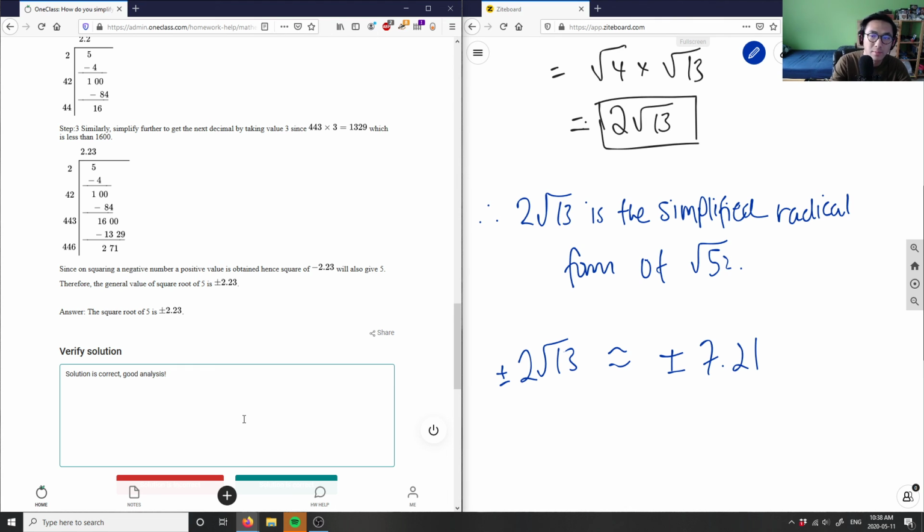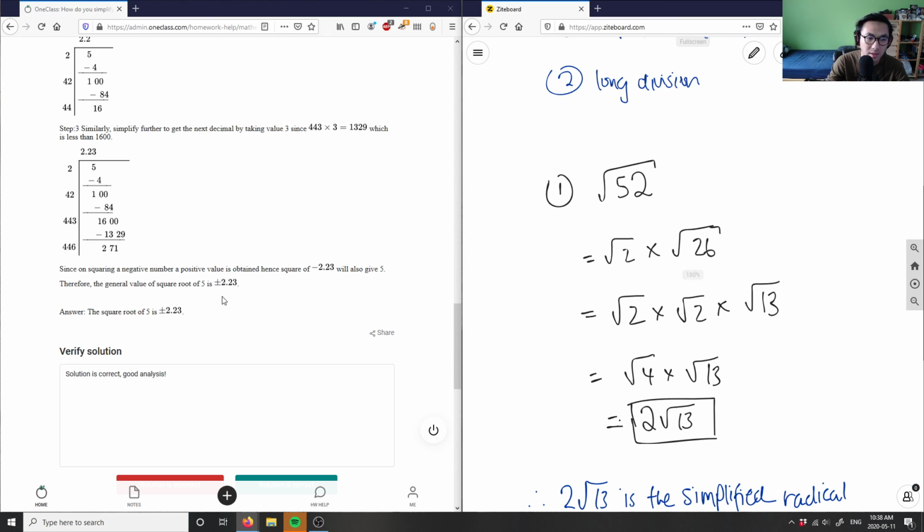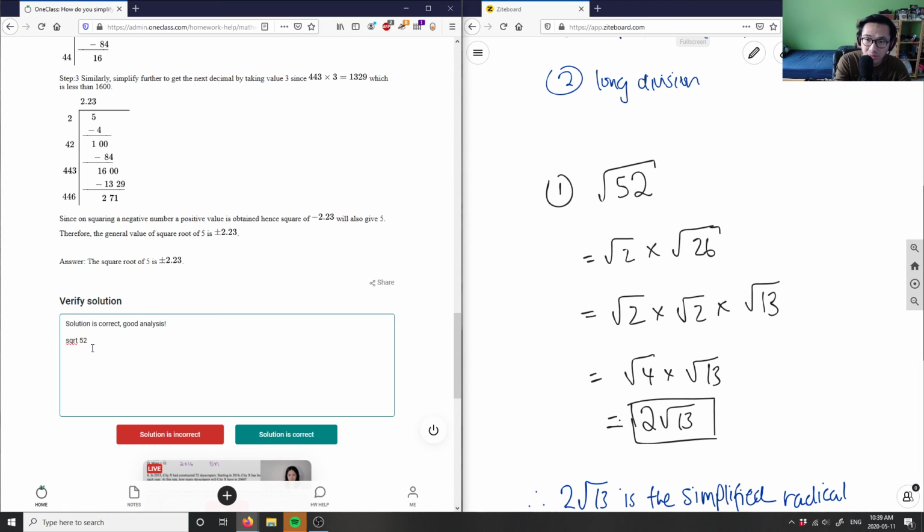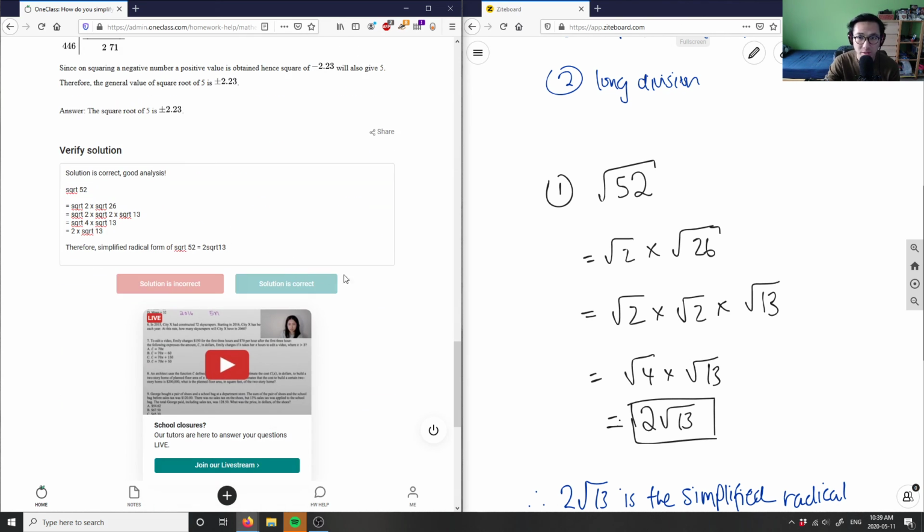Good analysis. And I'm just going to put my work for the simplified radical form, because again, I'm not sure what kind of question they're trying to ask me when we're looking at simplified radical form. So this would equal square root 2 times square root 2 times square root of 13. Therefore, you have square root 4 times 13, which equals 2 times square root 13. Therefore, the simplified radical form of square root of 52 equals 2 square root 13. So the solution here is correct.